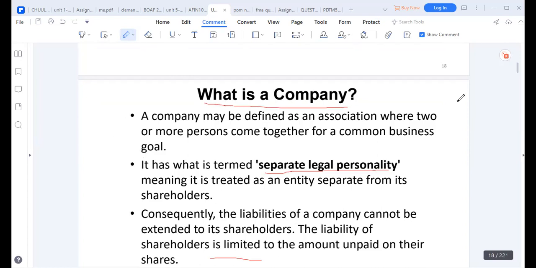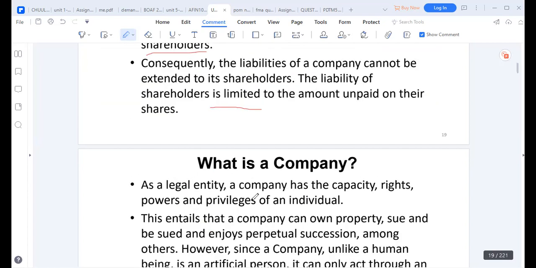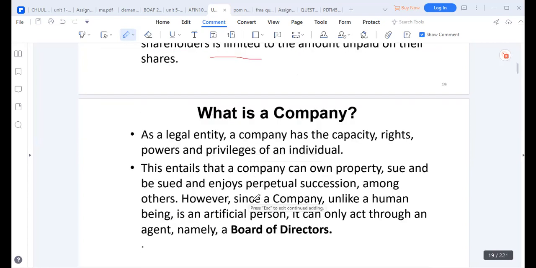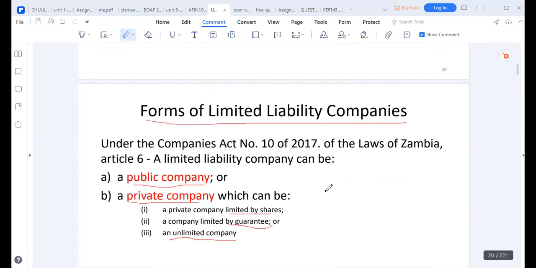We went to a company, where we said this is a legal person who is treated as an individual. The persons who buy shares are called shareholders. And these may be subdivided into public or private. It has a board of directors who report to the shareholders.